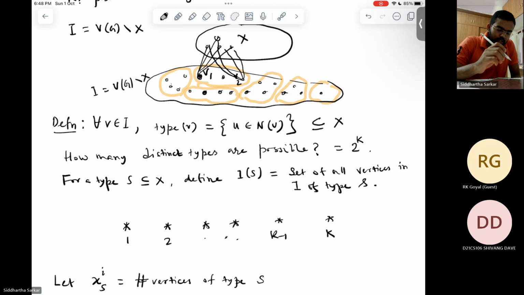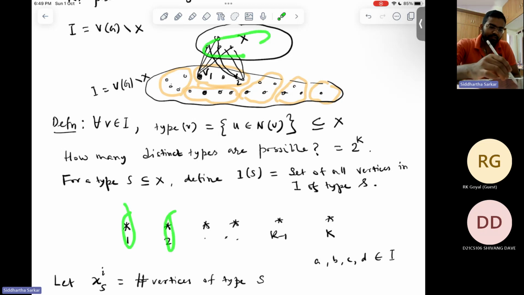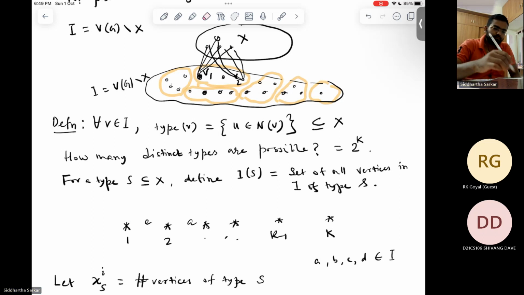Let us take an example. Let us say A, B, C, D are four vertices which are in the independent set I, which are not in the vertex cover, and we have not decided their labeling yet. What we have decided is the labeling of the vertices in X, the vertex cover, but not in I. So consider the four vertices in I. We do not know whether the labeling of A lies between the labeling of 1 and 2, or between the labeling of 2 and 3. We do not know.